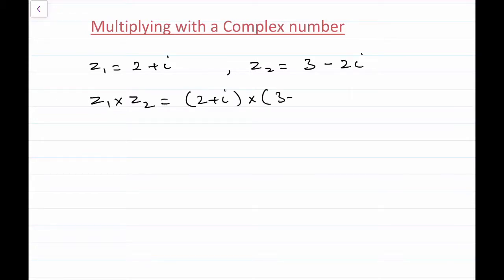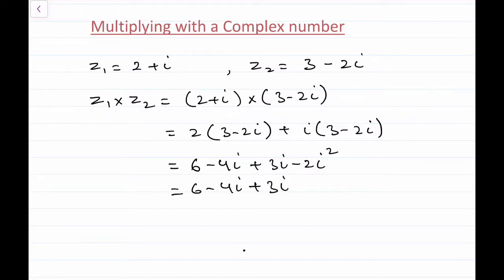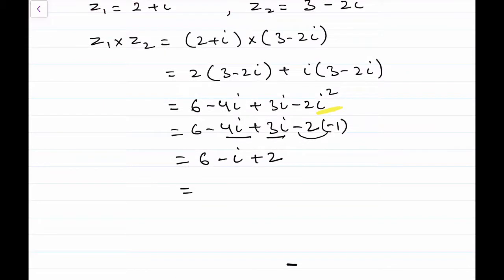Now let's multiply a complex number with another complex number. So here are two complex numbers. If we multiply them, then we will get z1 times z2 equals 2 plus i times 3 minus 2i, then 2 times 3 minus 2i plus i times 3 minus 2i, then 6 minus 4i plus 3i minus 2i square. So 6 minus 4i plus 3i minus 2 times minus 1, since the value of i square is minus 1. Now 6 minus i plus 2, and it will give us 8 minus i.